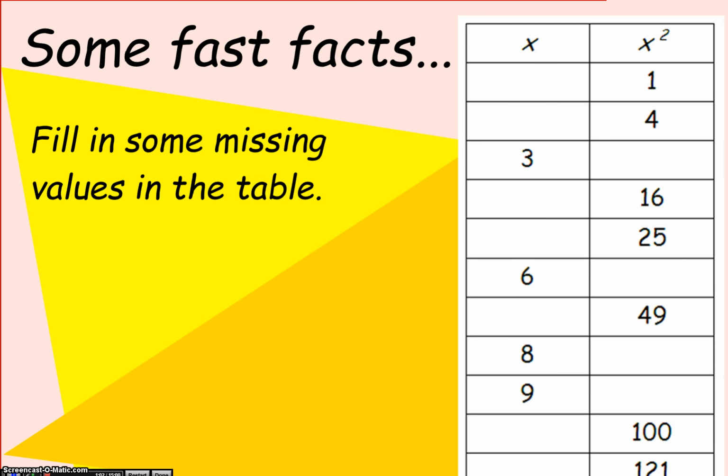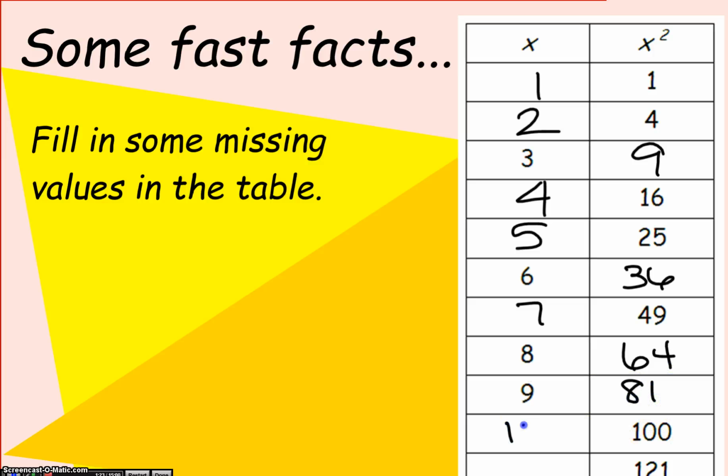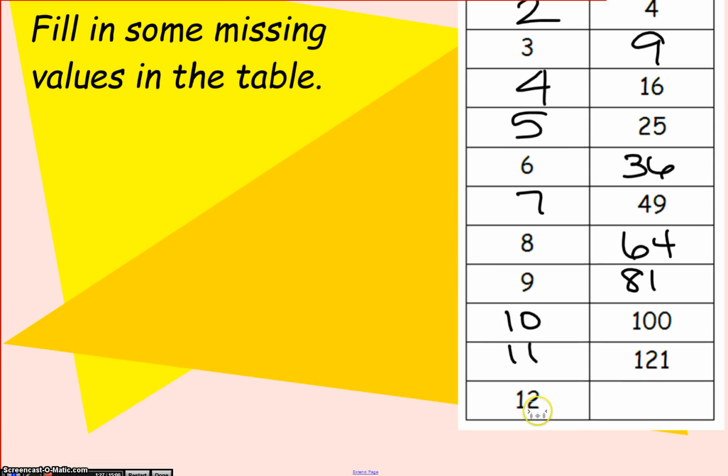So some more fast facts. Fill in the missing values in the table, and you should be able to do this really quick. 1 squared will get you to 1. 2 squared got you to 4. 3 squared will get you 9. This is 4. 5 squared, 25. 6 squared will get you to 36. 7 squared gets you to 49. 8 squared gets you to 64. 9 squared gets you to 81. Square root of 100 got you 10. Square root of 121 would get you 11. And 12 squared would get you 144. And that is something you should know off the top of your head being in algebra.